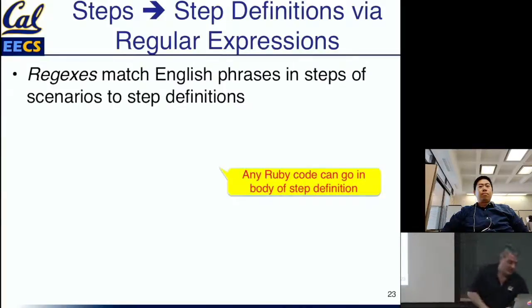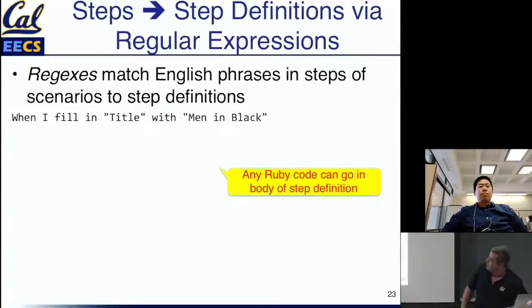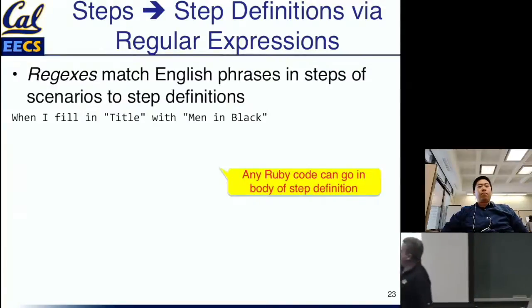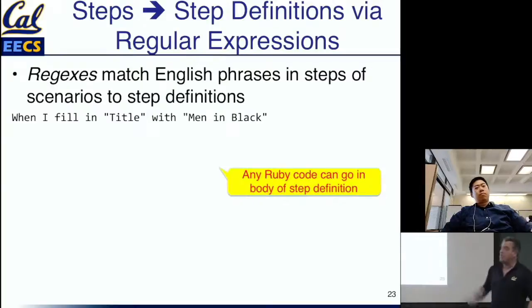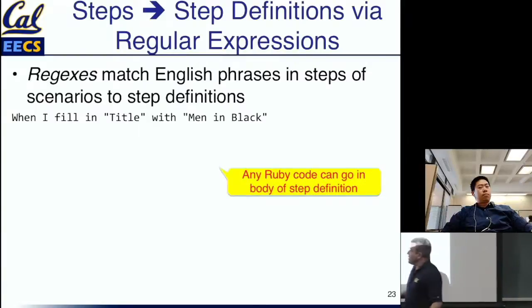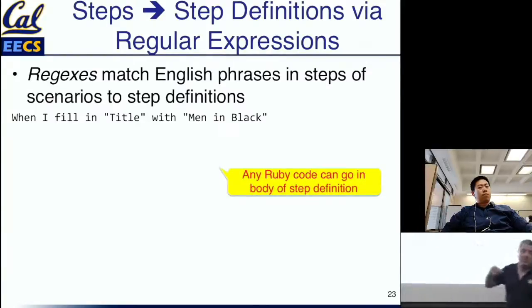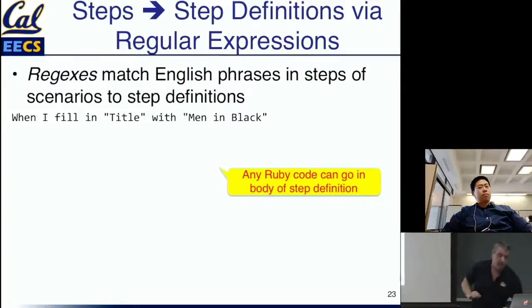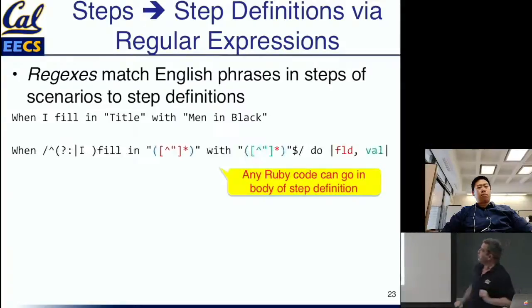of pain without regexes. But basically, what happens is when Cucumber is running a test and it sees a line like this one, I picked one of the lines from my simple example, I fill in title with Men in Black, it will look through a bunch of files in my project that contain step definitions, and it will look for some regular expression that could possibly match that. Here's an example of such a regular expression.